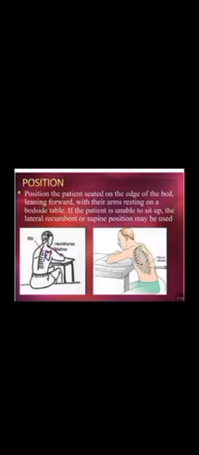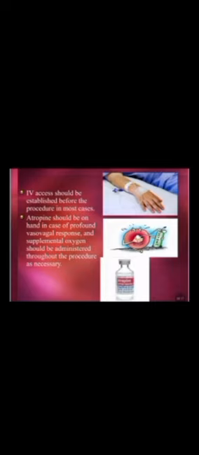Next, position. Position the patient seated on the edge of the bed, leaning forward with their arms resting on the bedside table. If the patient is unable to sit, the lateral recumbent or supine positions may be used. IV access. IV access should be established before the procedure in most cases. During the procedure of thoracentesis, sometimes the patient's vital signs are unstable.